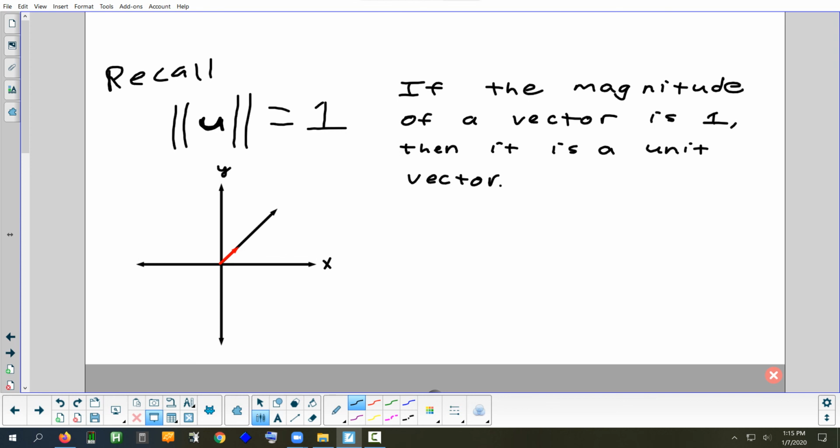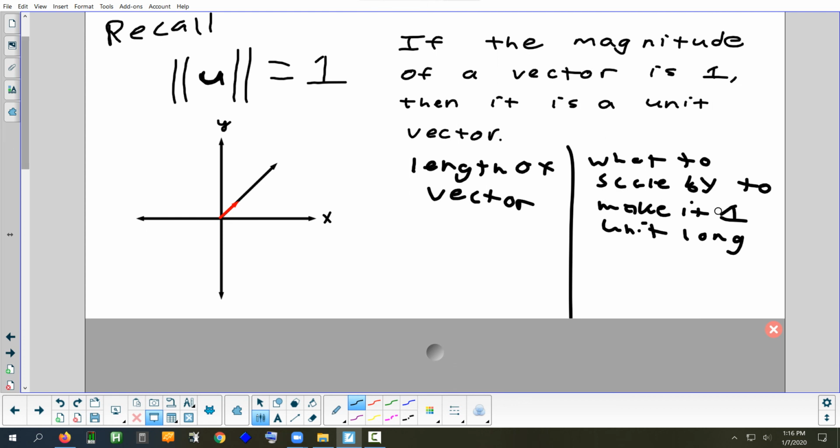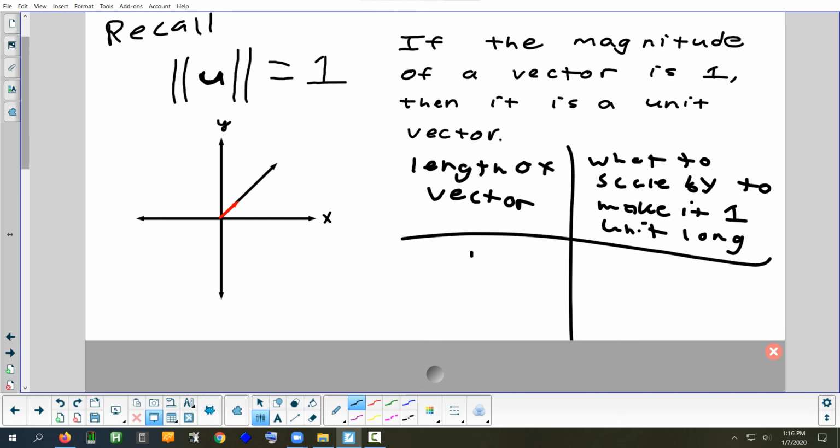So let's say we had, let's say, length of vector. We're going to make a table, and hopefully you'll kind of see a pattern. I'm going to give you the length of a vector, and then I want to know what to scale by to make it 1 unit long. All right. So let's say we had a vector that had a length of 5. What would you scale the vector by to make it a length of 1? 1/5. Yep.